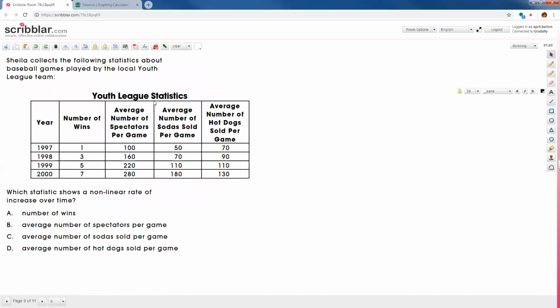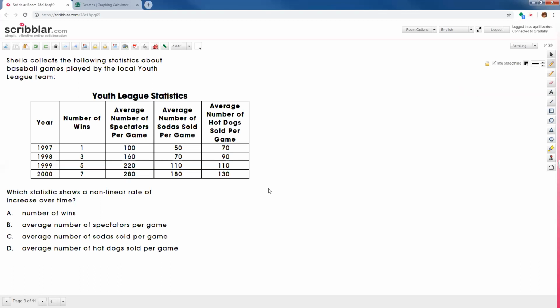So I think this will probably be our last question. We're almost out of time. Sheila collects the following statistics about baseball games played by the local youth league teams. She gives the years, how many times they win, number of spectators, soda sold, and hot dogs sold. What statistic shows a non-linear rate of increase over time?